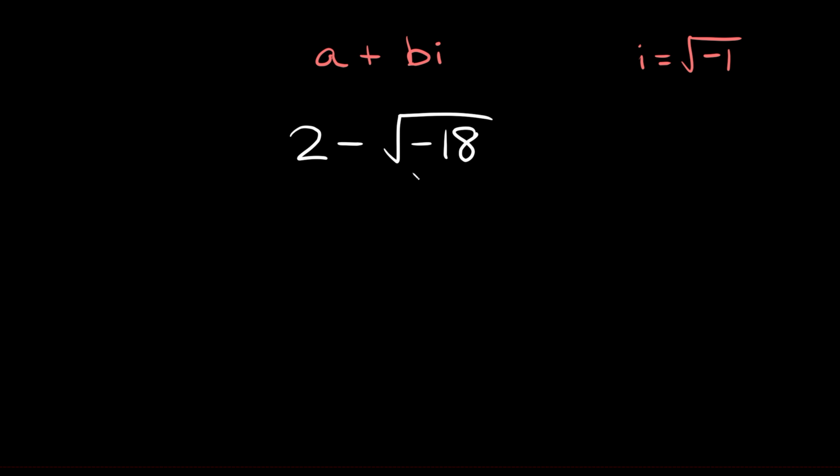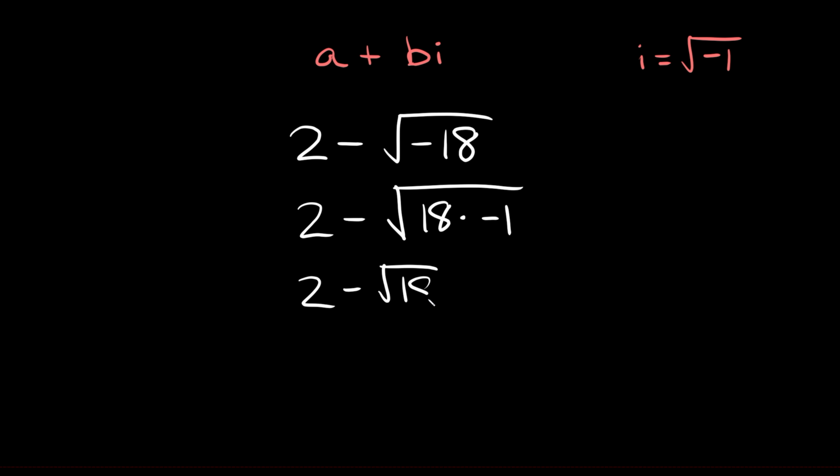So now we have 2 minus the square root of -18. So here, this 2 again is just going to stay as a 2, and we're going to say minus. And then here, the square root of -18, we can once again split up into 18 times -1. So now that we basically took out that -1, now let's break these up into their own radicals. So here we're going to say 2 minus the square root of 18 times the square root of -1.